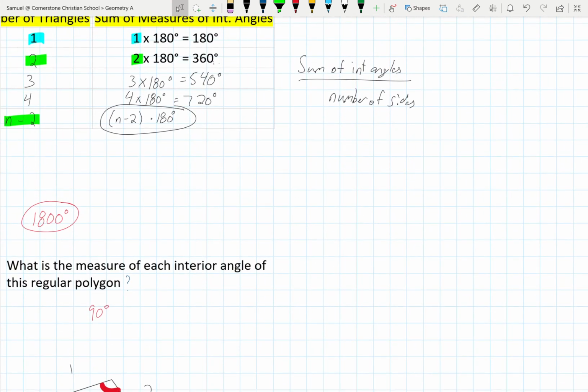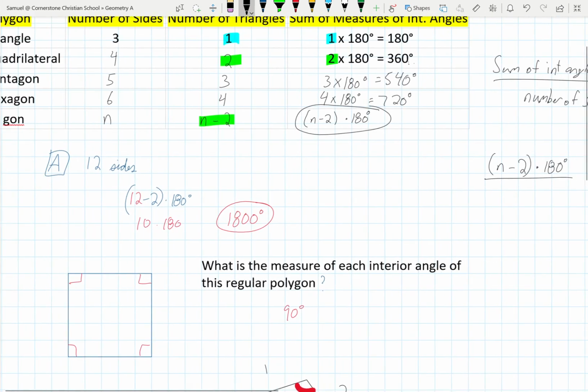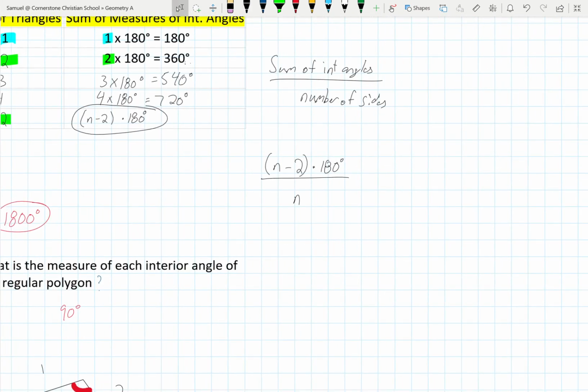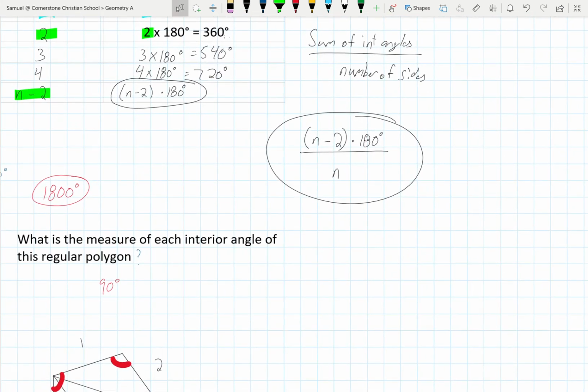But let's change this so that it uses n instead. The sum of interior angles, earlier I did this as n minus 2 times 180 degrees. And now I'm dividing by the number of sides. Well, how many sides does an n-gon have? It has n. So this is a way that we can figure out each interior angle of a regular polygon.